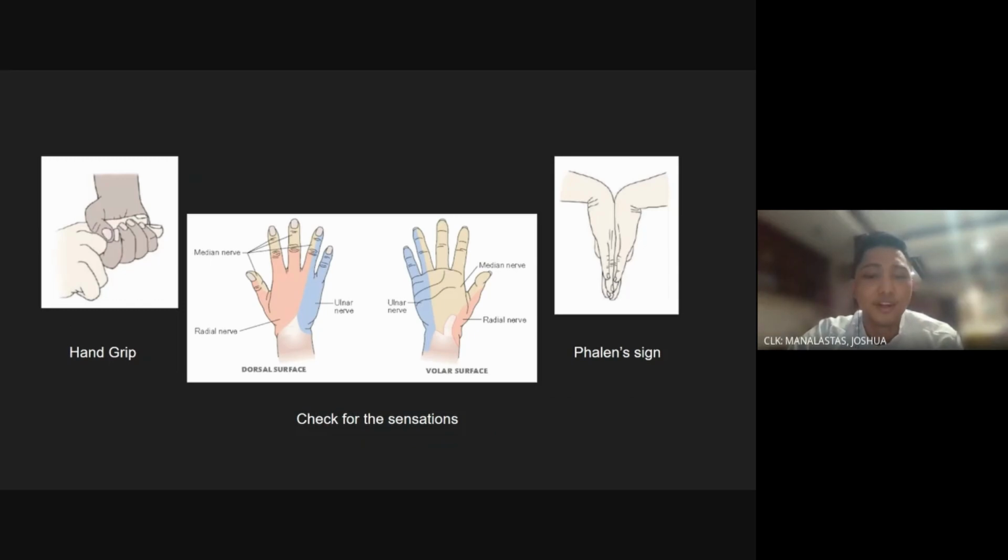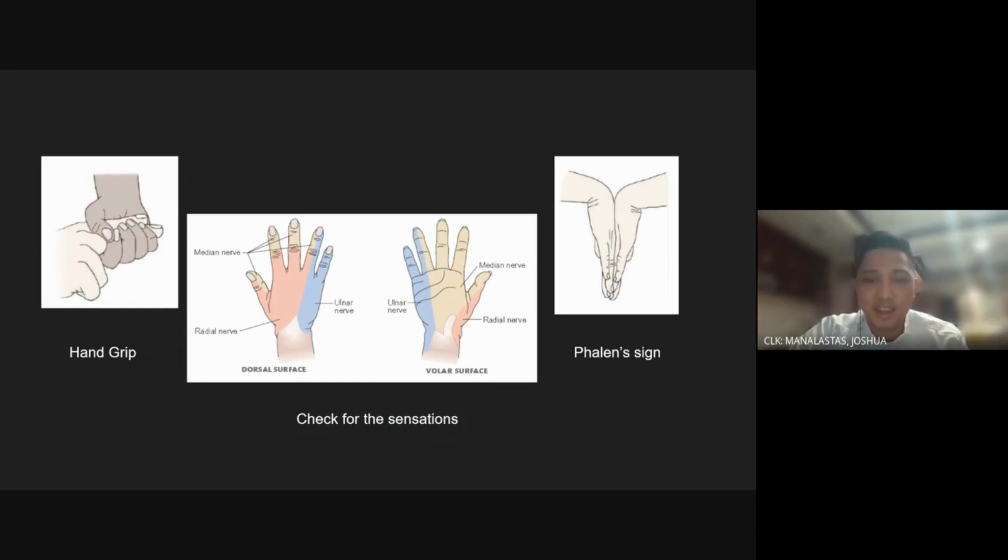This is for median nerve compression by asking the patient to hold the wrist in flexion for 60 seconds. Alternatively, ask the patient to press the backs of both hands together to form right angles. These maneuvers compress the median nerve. Numbness and tingling in the median nerve distribution within 60 seconds is a positive test.